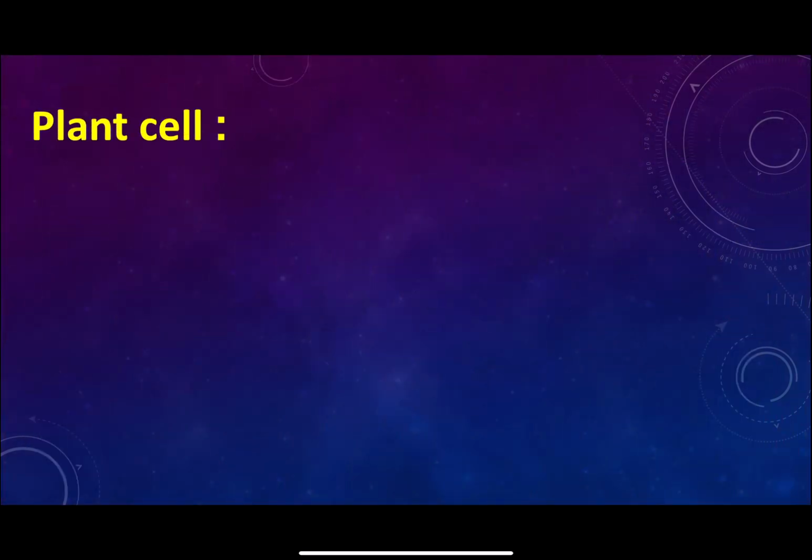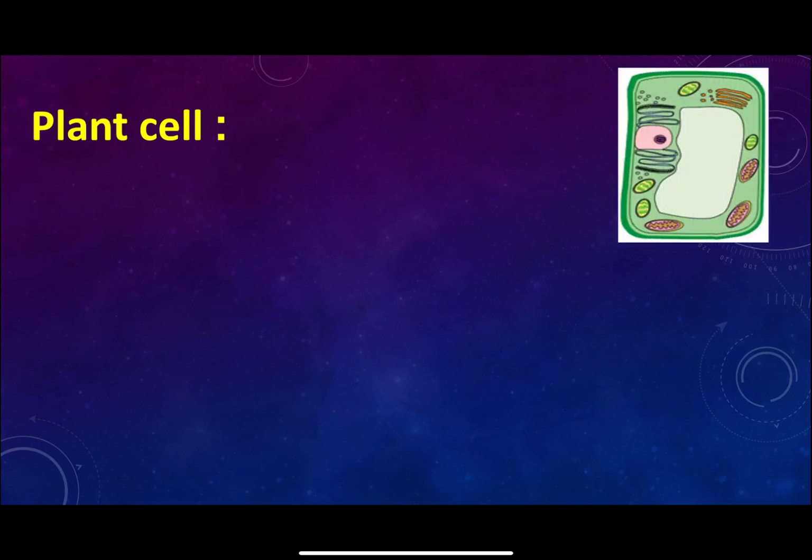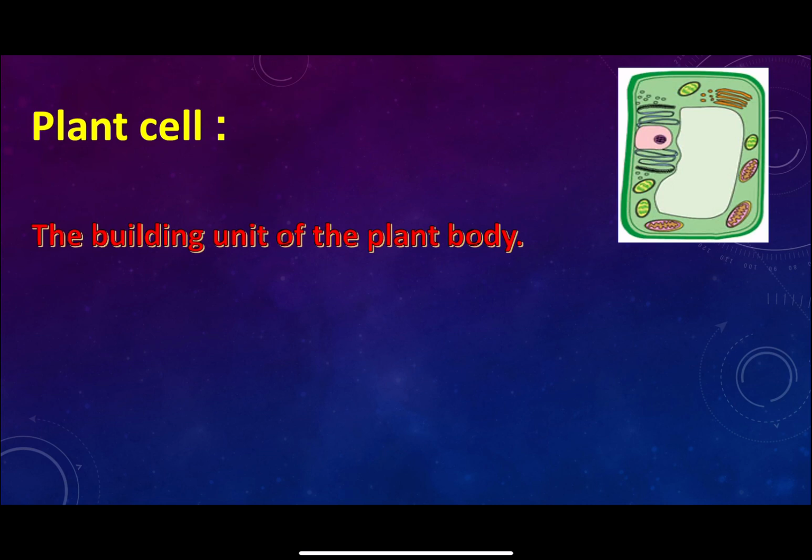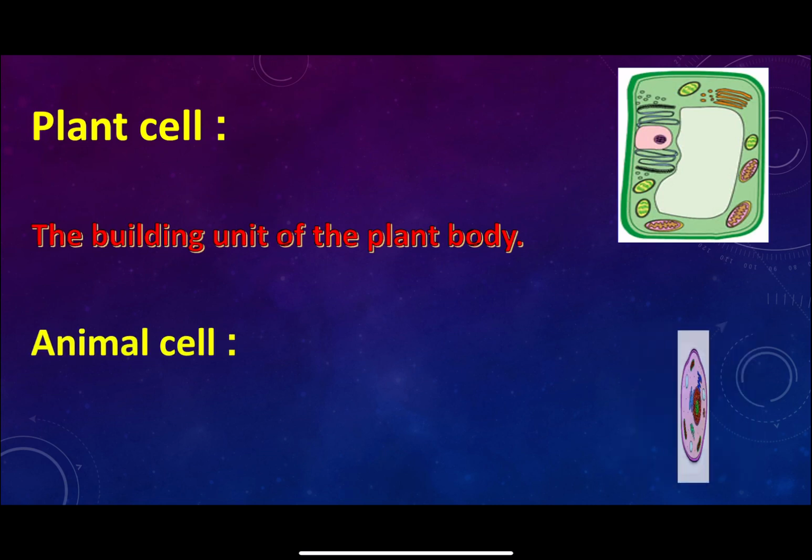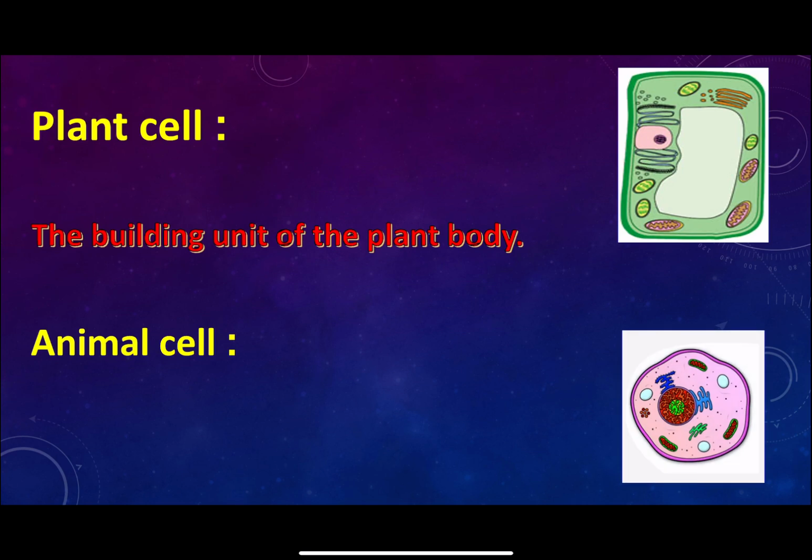So, if I want to define the plant cell, I'm going to say it's the building unit of the plant body. In the same way, I can define the animal cell by saying it's the building unit of the animal body.